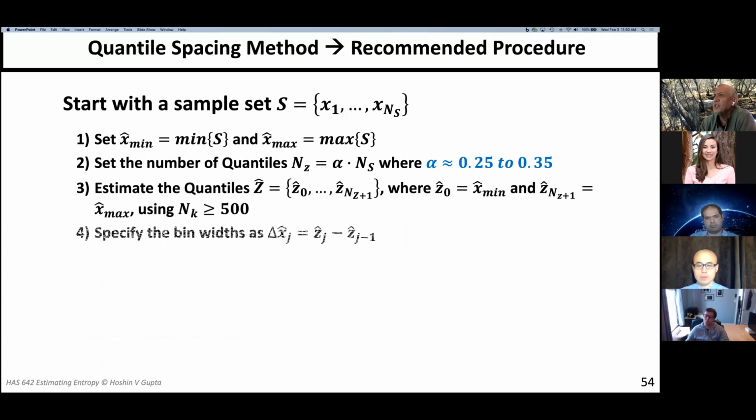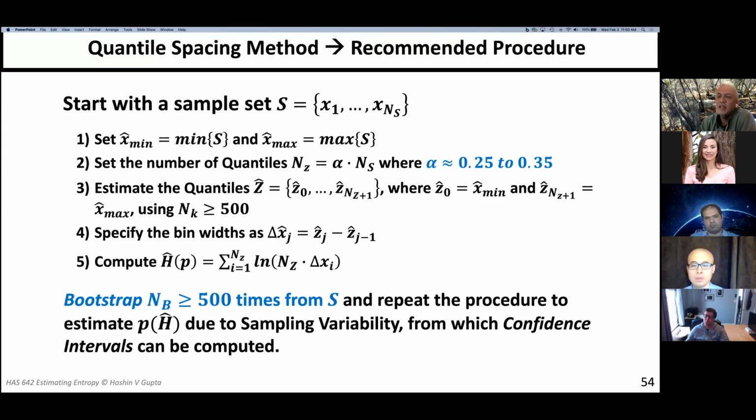Estimate the quantiles using the procedure, specify the bin widths, compute the entropy using this equation, and then bootstrap from your sample set. Repeat this many times, 500 times should work. And then you can plot a distribution of your estimate, which should have very small bias and relatively small uncertainty, where the uncertainty depends on the sample size.